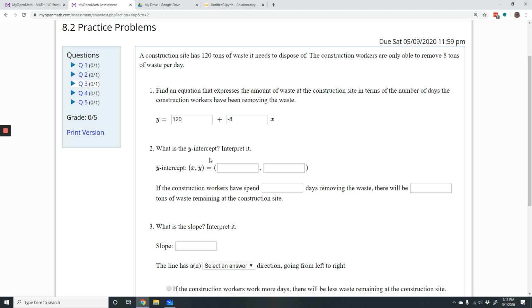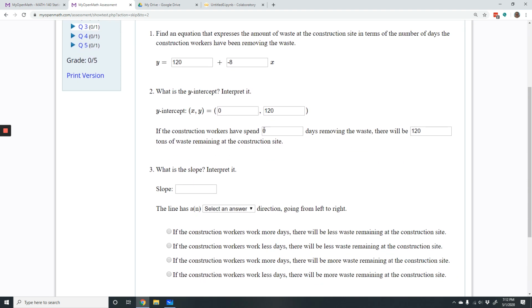What is the y-intercept interpreted? Well, the y-intercept is when X is 0, Y is 120, right? That first number is the Y value of the y-intercept. And what that means is if the construction workers have spent 0 days removing the waste, there will be 120 tons of waste remaining at the construction site.